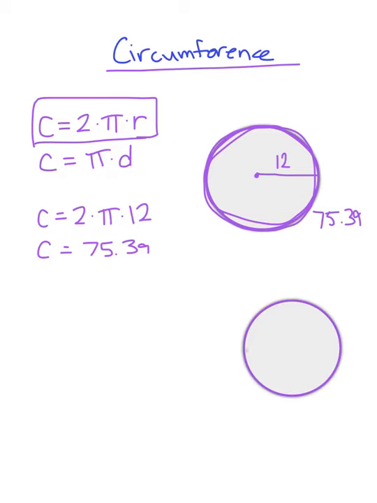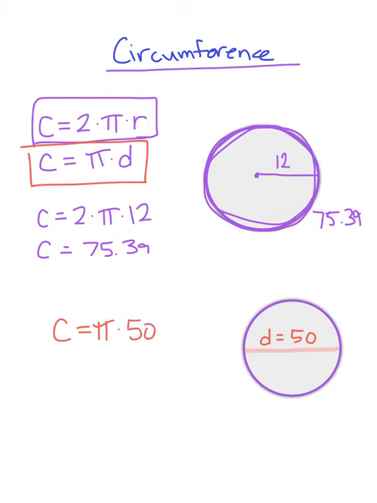Okay, in this next one, let's say that they give you the diameter instead. Let's say that the diameter is 50. Okay, then you're going to use the second formula here. So you would do C equals pi times the diameter, which is 50. So in your calculator, you just do pi times 50, and it gives you 157.07, which means the length around this circle is 157.07.